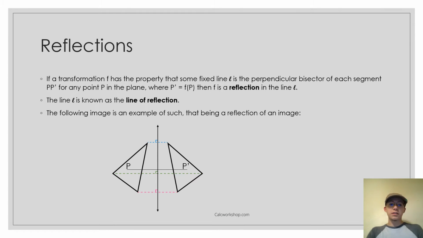So starting off, the chapter talks about reflections, which, as the book states, is a transformation. If a transformation f has the property that some fixed line L is the perpendicular bisector of each segment P P prime for any point P in the plane, where P prime is equal to f of P, then f is a reflection in the line L. This line L is referred to as the line of reflection, where one image is reflected across this line to give us the image down below, which is P being reflected over the center line, the line of reflection, giving us the new image P prime.